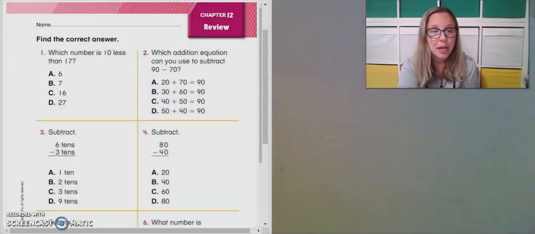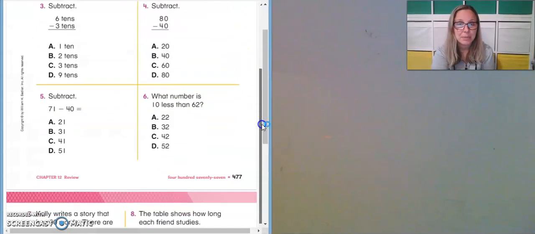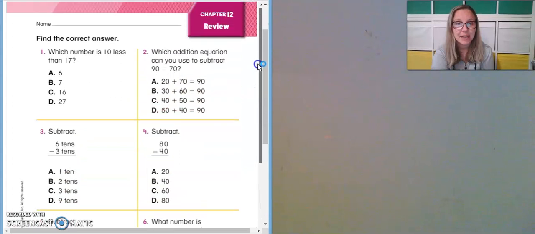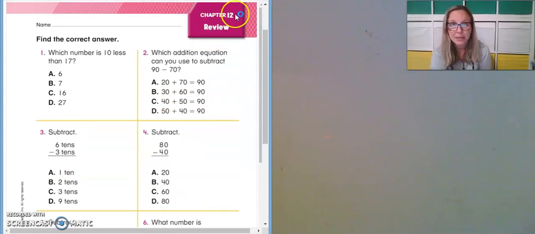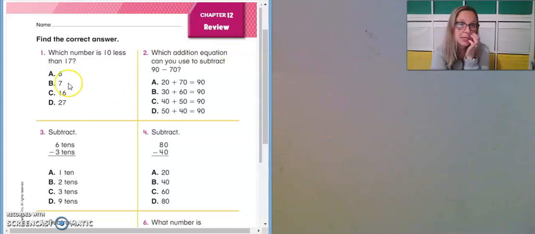So make sure that you have your math book out and open. We will go through all of the questions and answers together to help you prepare for the test that you'll be taking tomorrow. If you open up your math book, the chapter 12 review begins on page 477. It has the pink border at the top. You can put your name and number at the top, and we will begin.